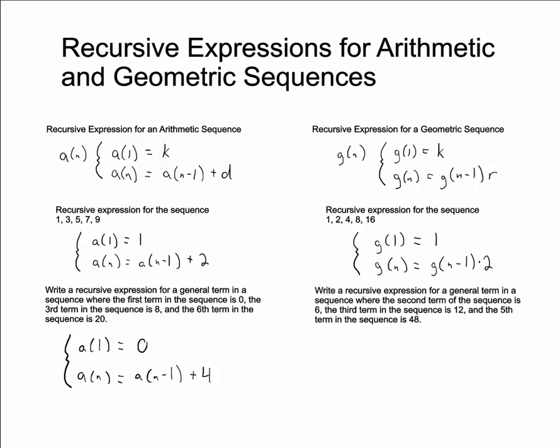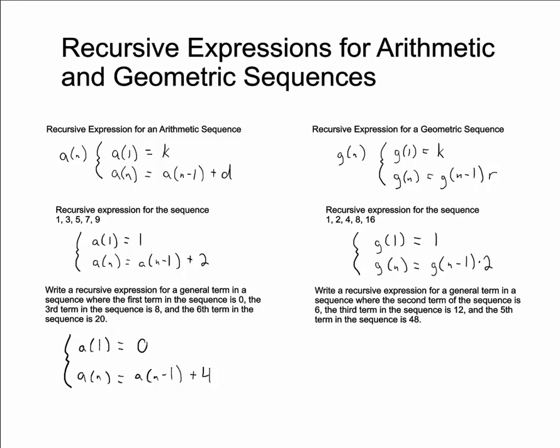So the fifth term is 48. So if we were to add 6 and 6 to 12, we would get the fifth term, so that would be 24, so that's wrong. But if we were to multiply 12 times 2 to get the fourth term, and by 2 again to get the fifth term, we would get 48. So this does look like a geometric sequence with a common ratio of 2.